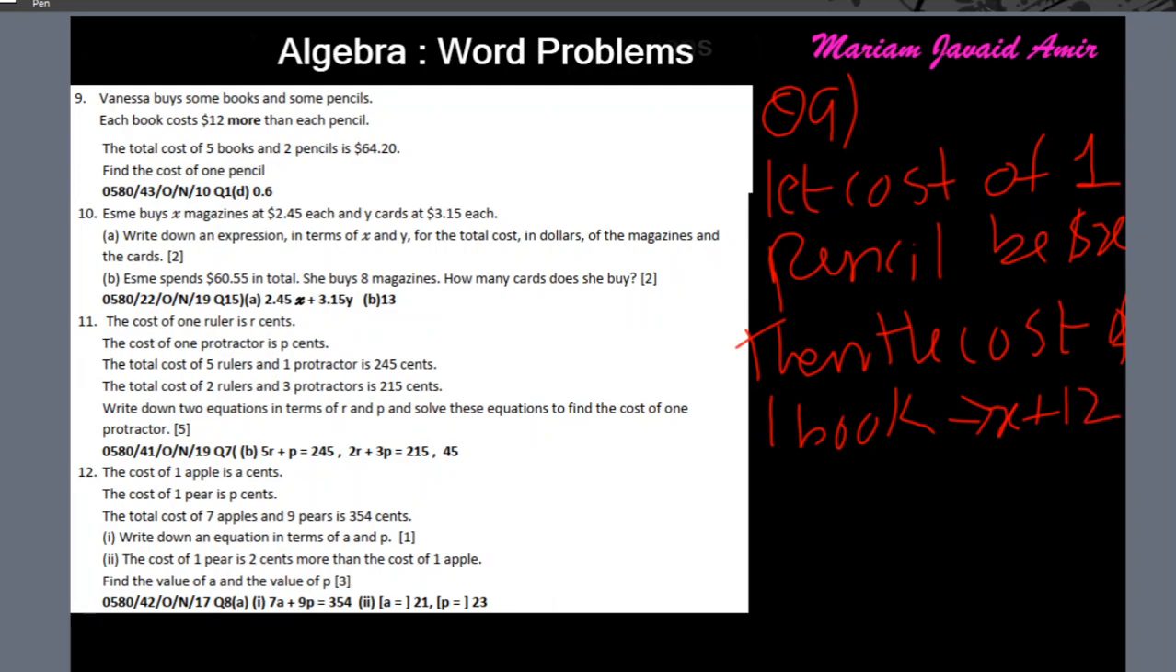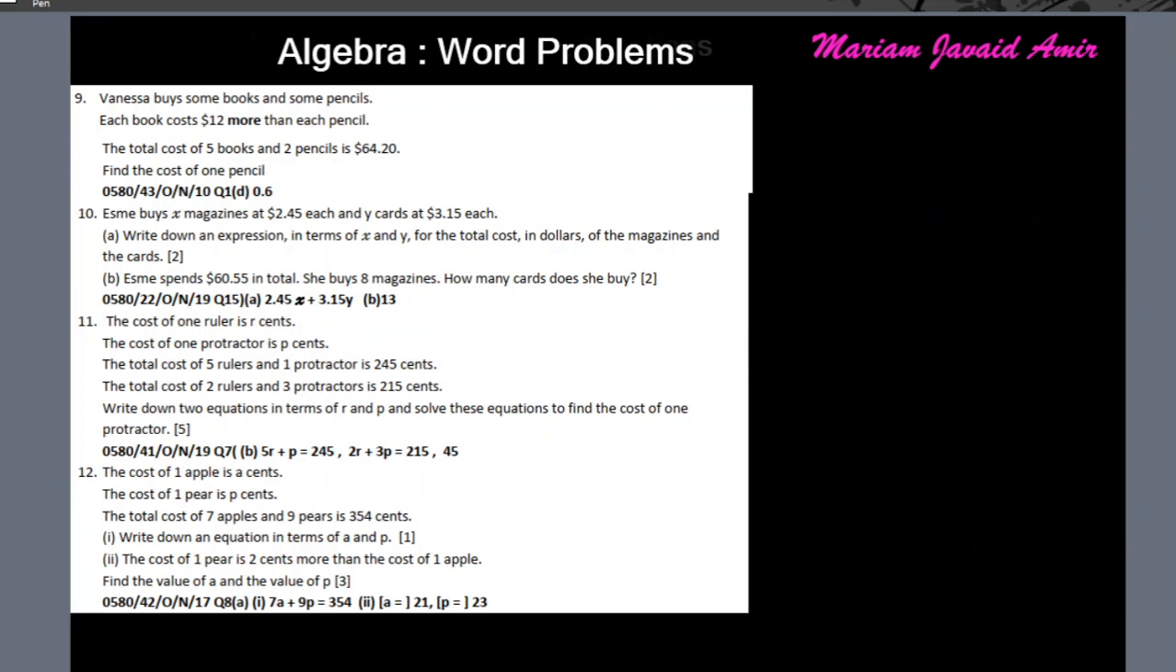Okay, and the total cost of 5 books, so 5 times (x plus 12), plus 2 pencils, so each pencil costs x, equals 64.2. Since everything is in dollars, no need for any conversion. Find the cost of one pencil, so that means you need to find the value of x. So open this and rearrange and get the answer for 9 yourself. Okay, we're going to question number 10.